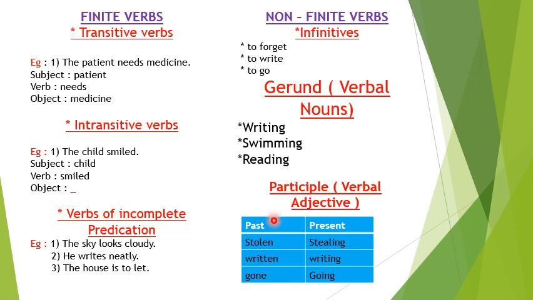Next, participles. Participles are also known as verbal adjectives. Participles are of two types, past participle and present participle. If the past participle is stolen, it becomes stealing in the present participle. If the past form is written, it becomes writing. And if it is gone, it becomes going.